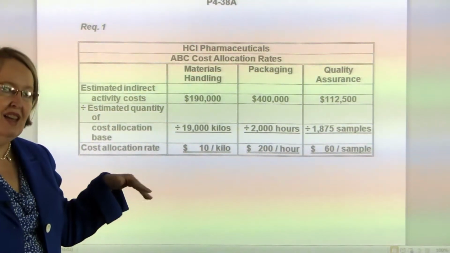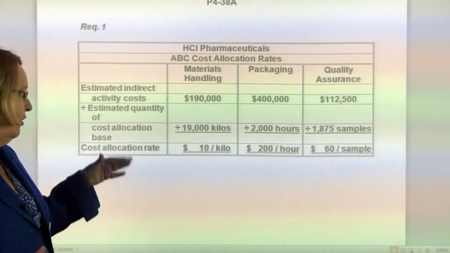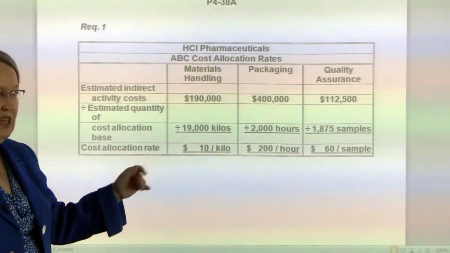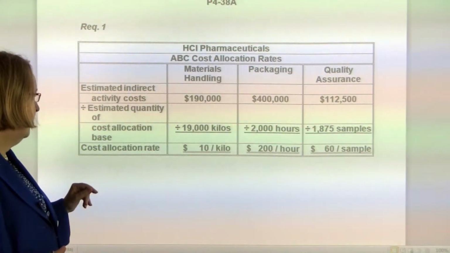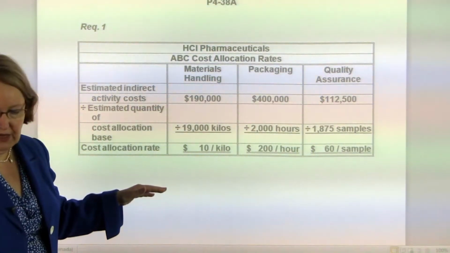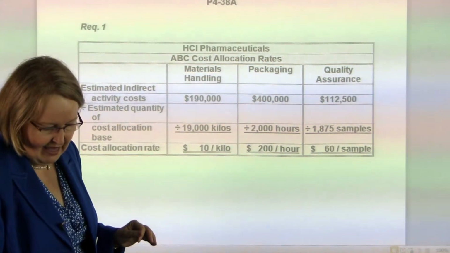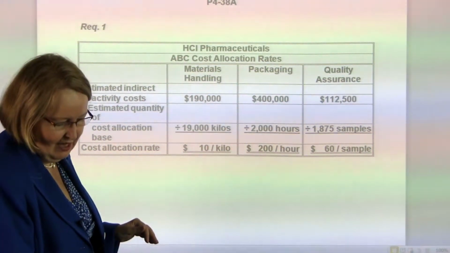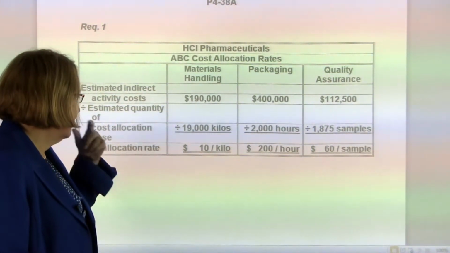So you see now, this is an example of where we have different types of activities. Materials handling is still in there, but now we have two different ones: packaging and quality assurance. So what we need to do here is, of course, look at what is the allocation rate. Here we're being asked to calculate the allocation rate, and we're taking this information right from the table at the bottom of page 243. So this is where the data is coming from.